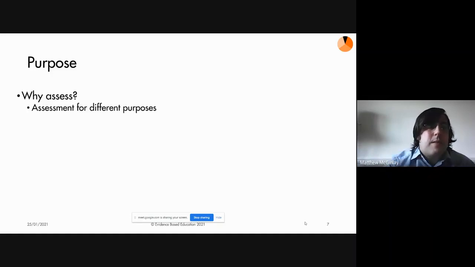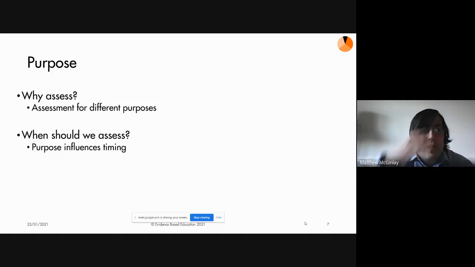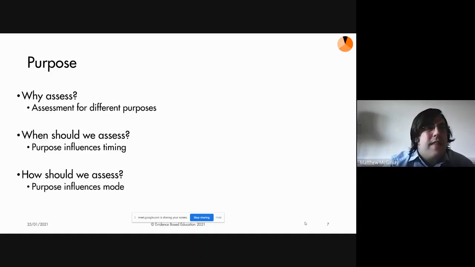And we want to think about, why are we assessing? What information do we want to generate? What do we want to be able to learn about our students? When should we be doing that? And then that will determine what's the best approach.